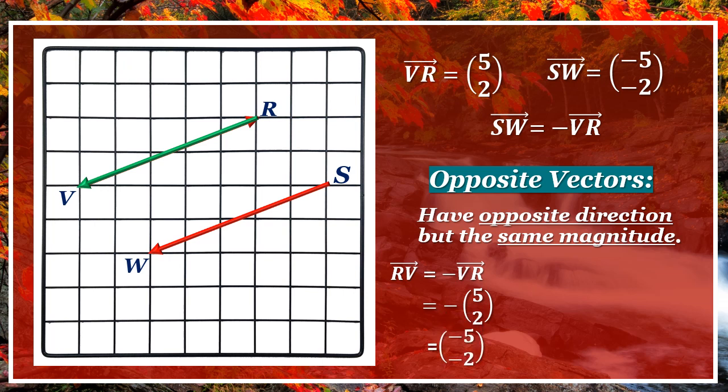Let's look at WS. So we're starting at W this time and we're ending at S. It is the opposite or the negative of SW. See, it's starting at W now and going towards S, the opposite or the reverse. So to do that, we need to use the negative of the vector SW. So we're going to have to distribute that negative to the negative 5 and that negative to the negative 2. Negative and negative will give us a positive. So it now becomes a positive 5 and a positive 2.